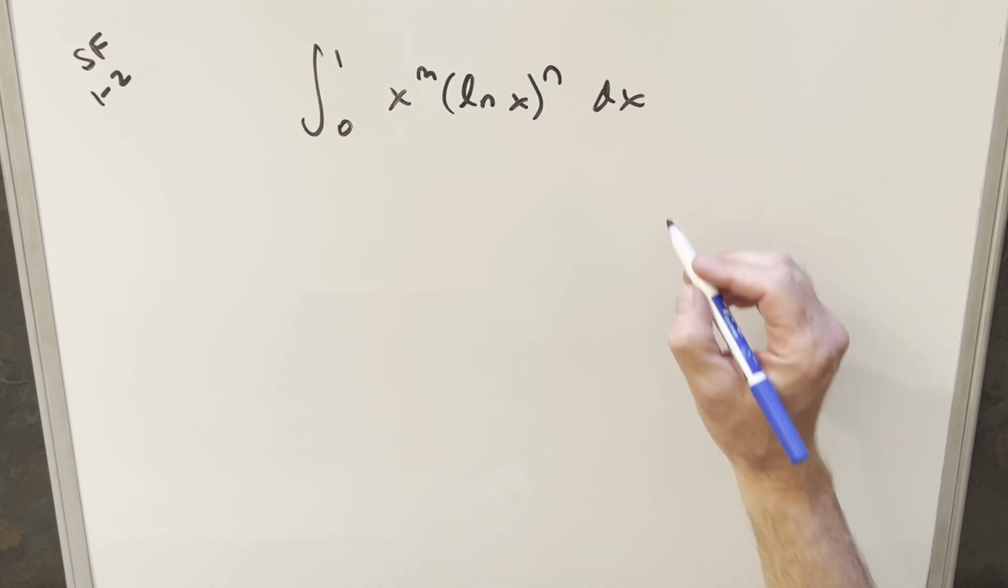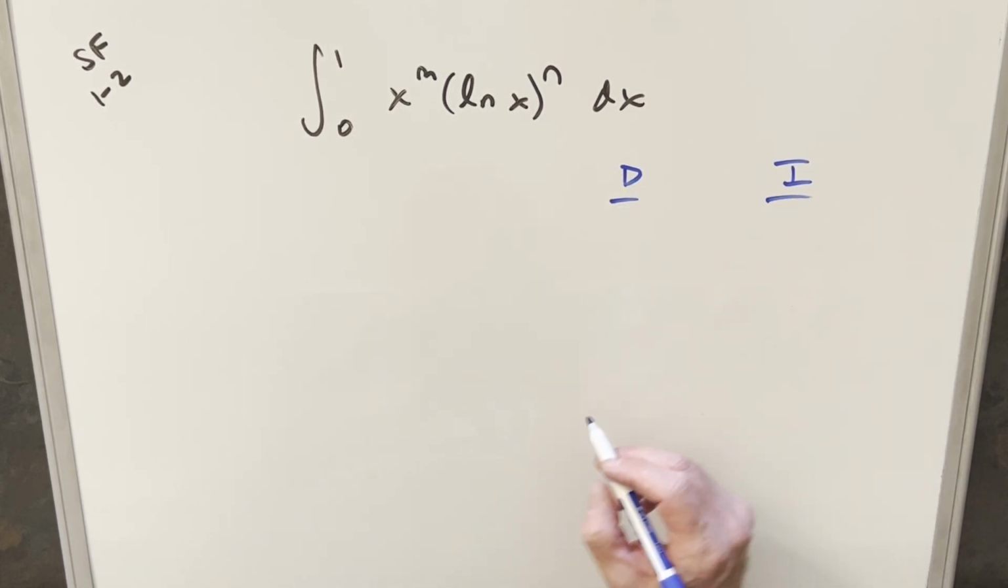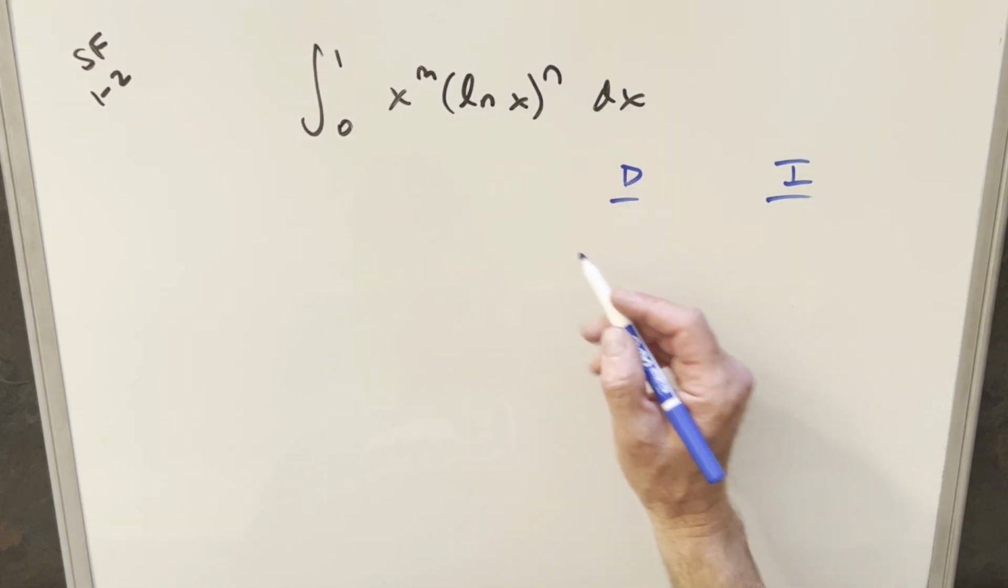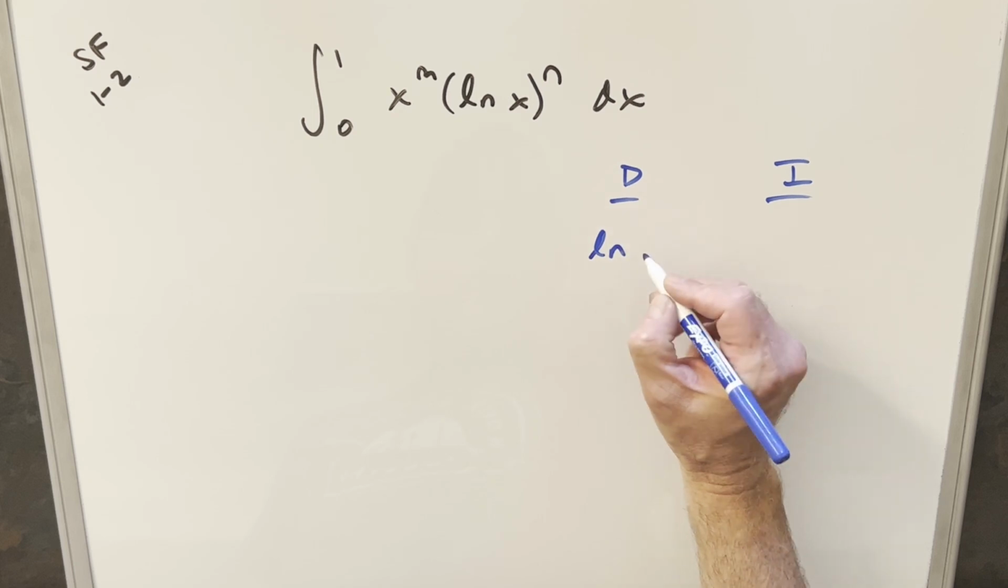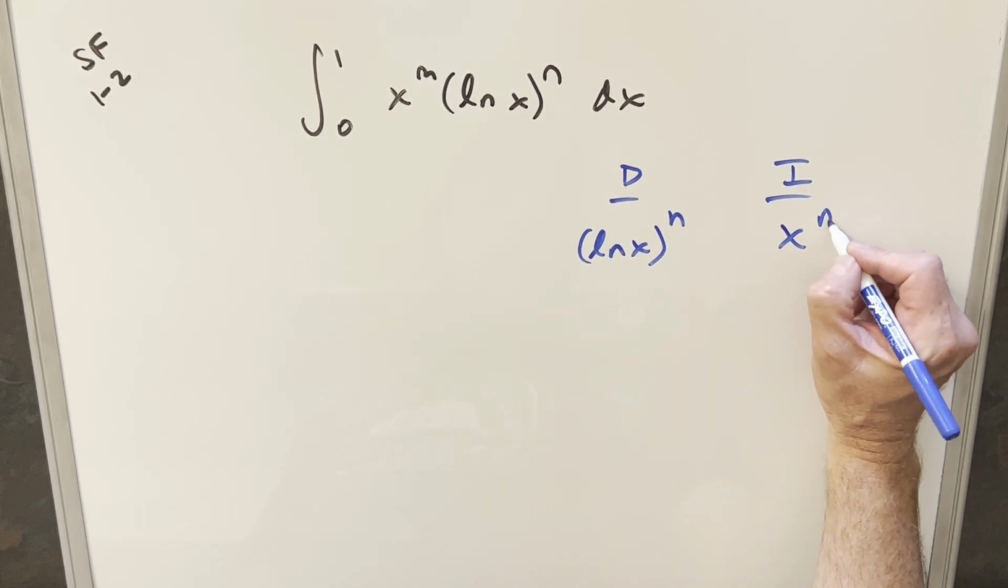To get started, let's just do the DI method for integration by parts over here to the right. I definitely want to differentiate natural log x, because that's going to be hard to deal with as an integral. So let's differentiate (ln x)^n, and I'll integrate x^m.